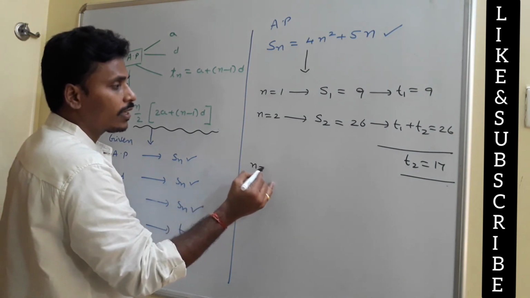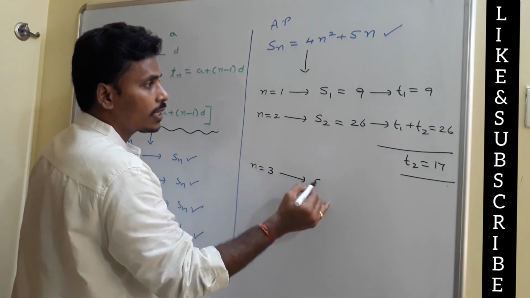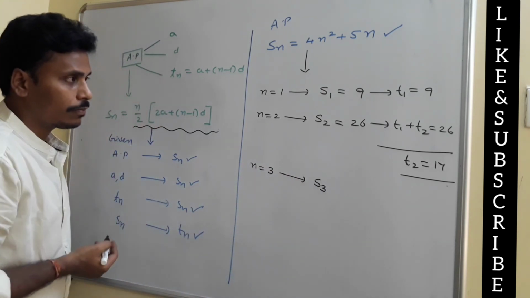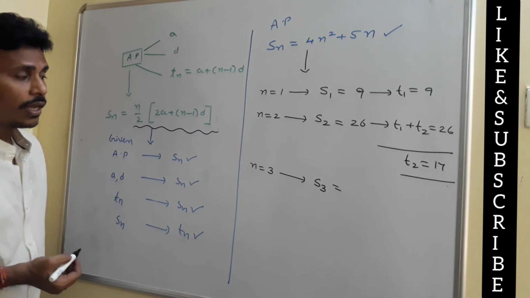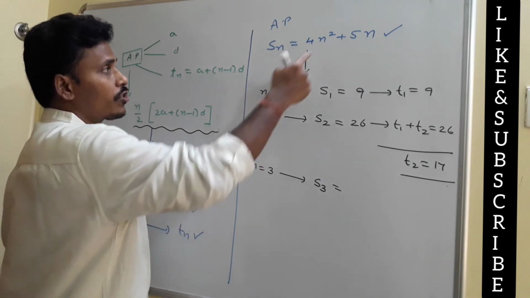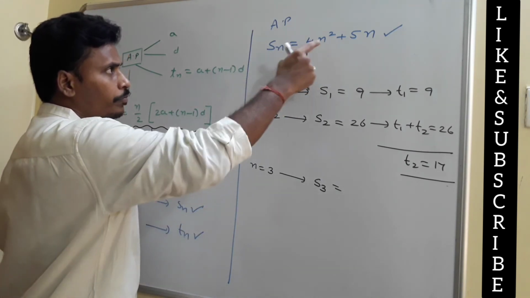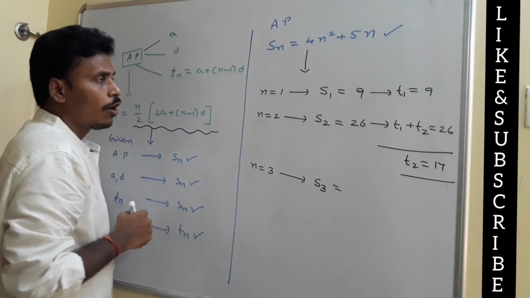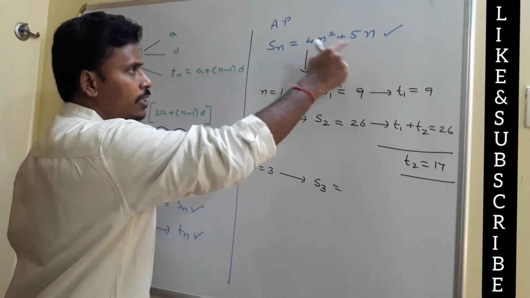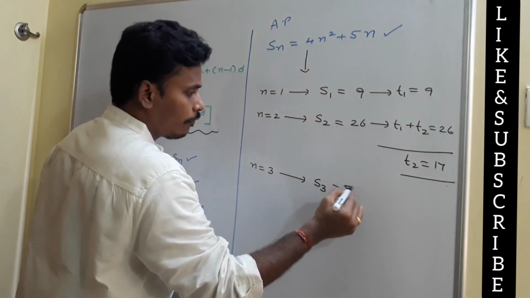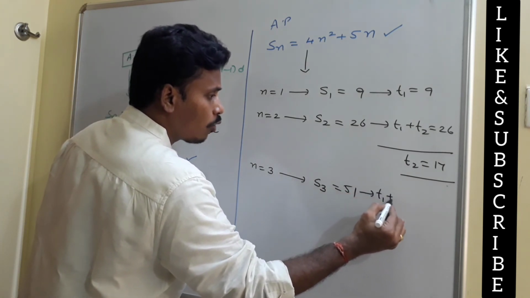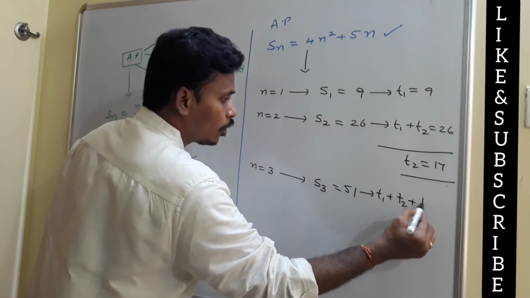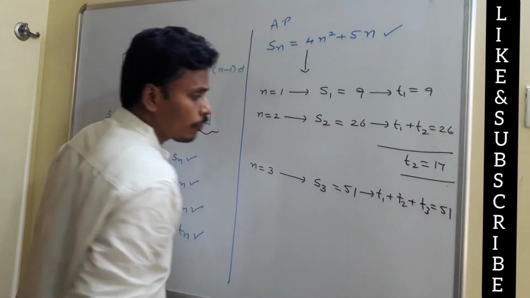Now if you go with n equals 3, what is n equals 3? S3. S3 is equal to, if you replace n with 3, how does it happen? 3 squared is 9, times 4 is 36. 36 plus 15, and that is 51. S3 is 51. Since S3 is 51, we have that T1 plus T2 plus T3 is equal to 51.